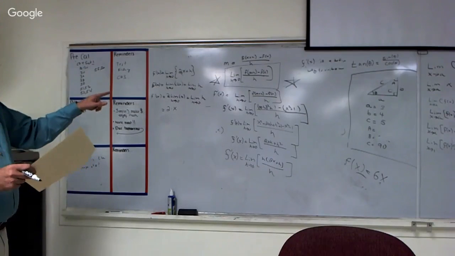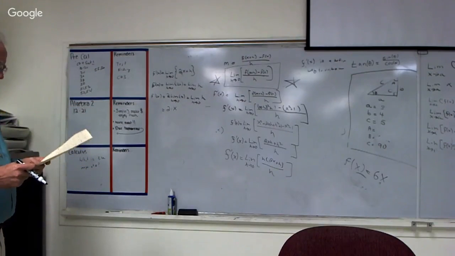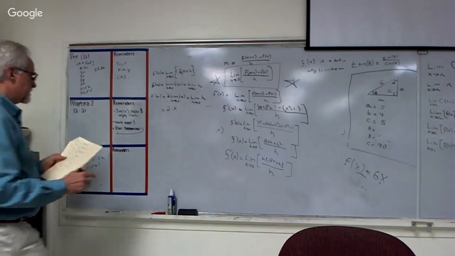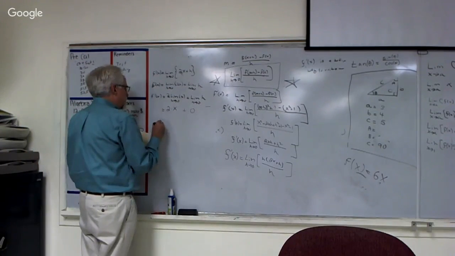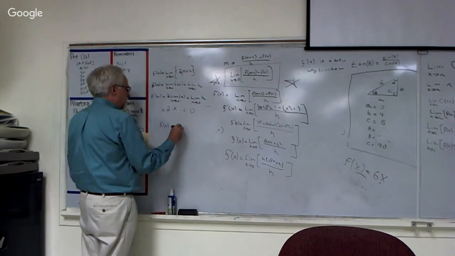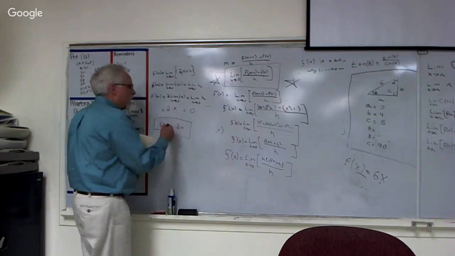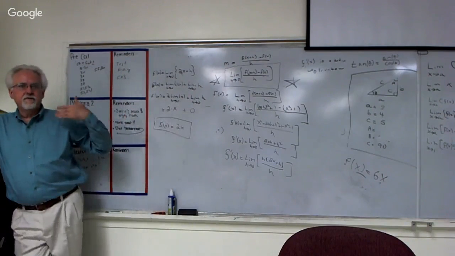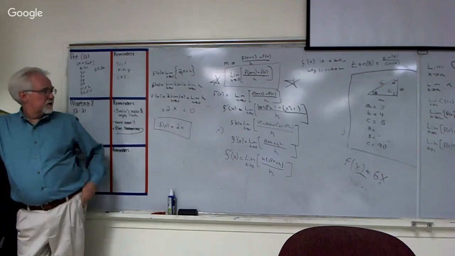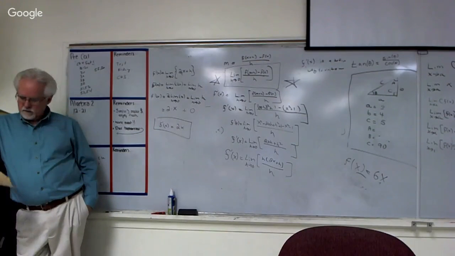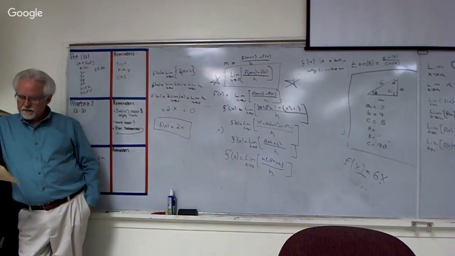Let's finish the problem. What's the limit as h goes to 0 of h? 0. Okay, so this is x plus 0. So the f prime of x is equal to what? 2x. And f prime of x is the slope function. So is the slope the same everywhere? No, the slope is not the same everywhere.